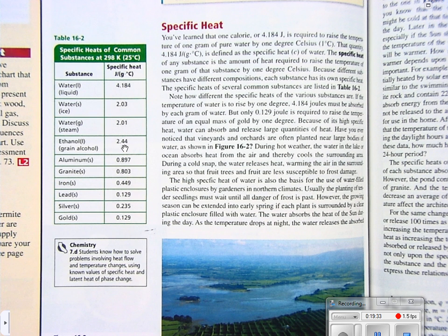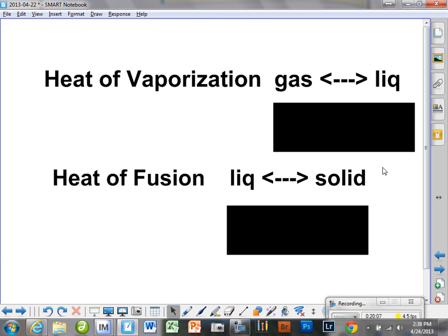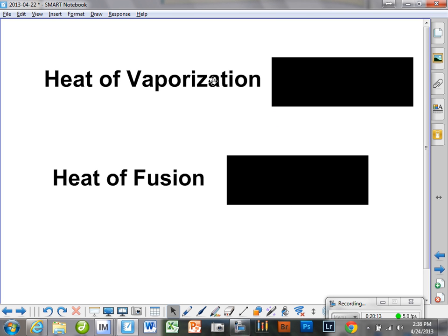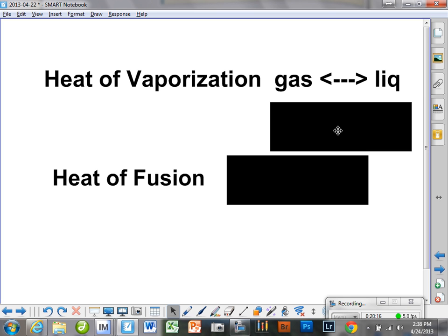So at any rate, this guy is in the liquid phase. Notice that the size of the specific heat is 2.44, where with water as a liquid, it's 4.184. So it takes a lot more heat to get rid of water than it does to get rid of ethanol. And when I put ethanol on your skin, what are you going to feel? Cold. Why? Because that heat is going into a change of state, and the change of state is measured with the other stuff. That's measured with these guys. Okay, so there's a heat of vaporization and there's a heat of fusion. The heat of vaporization is taking us from gas to liquid.